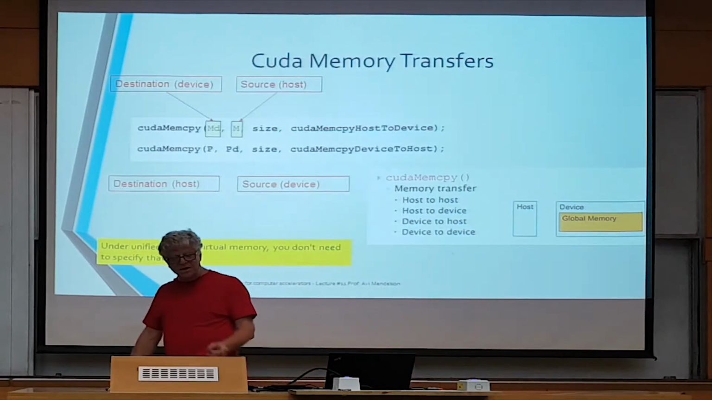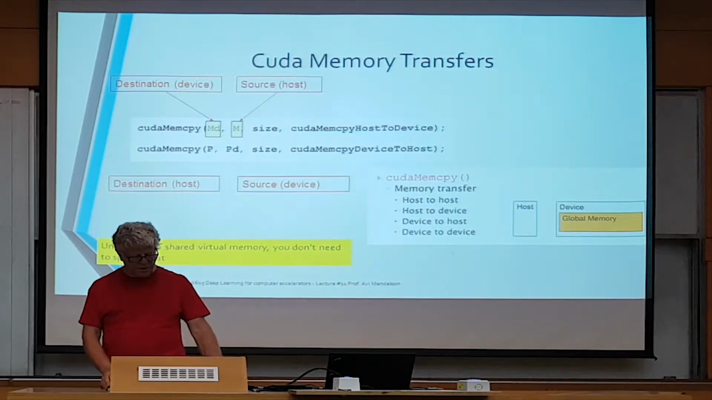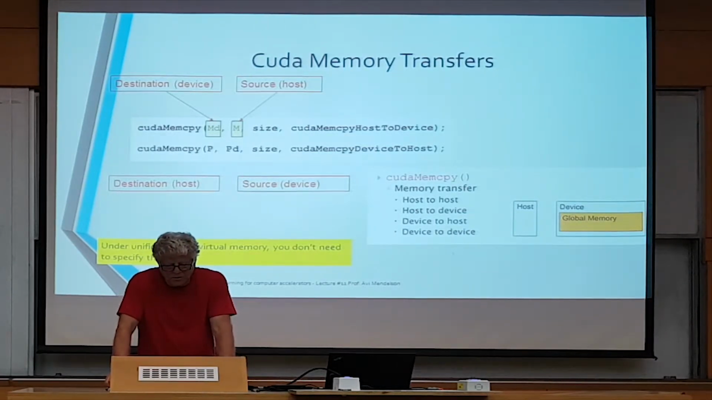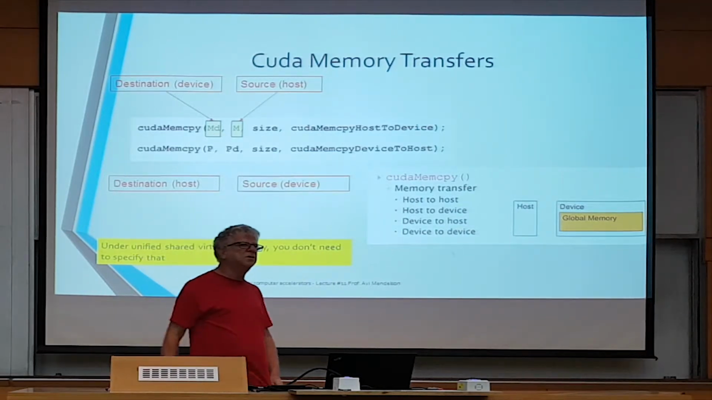And the point is that I need to tell the system if I copy from the host to the device, or from the device to the host, or host to host, etc. So if I copy from the host to the device, the destination is on the device, because I copy from the host to the device, and the source is on the host. If I do the opposite, the destination is on the host, and the source is on the device.